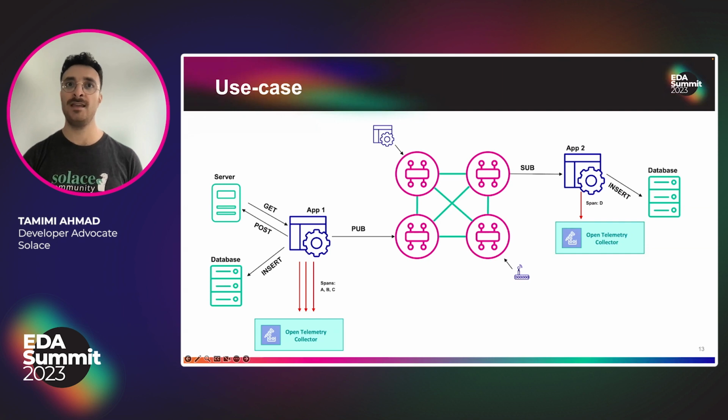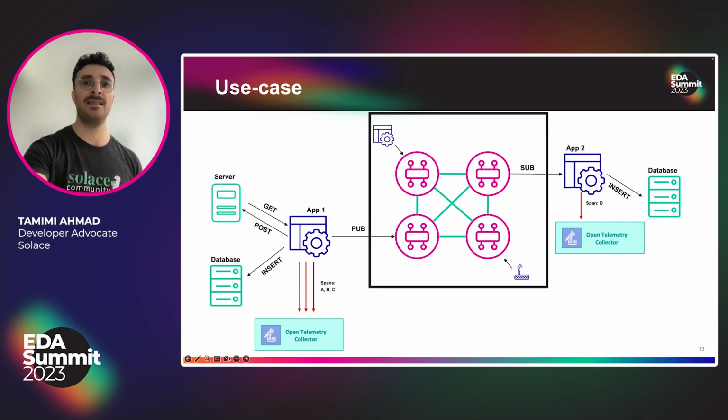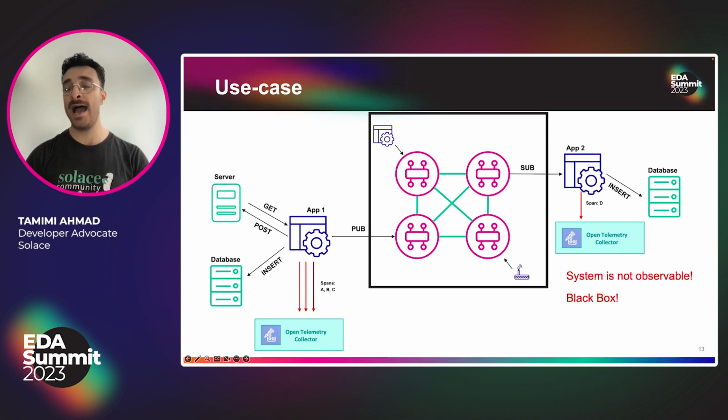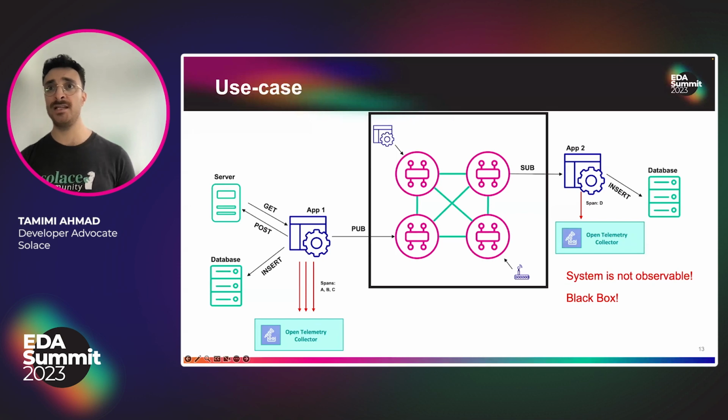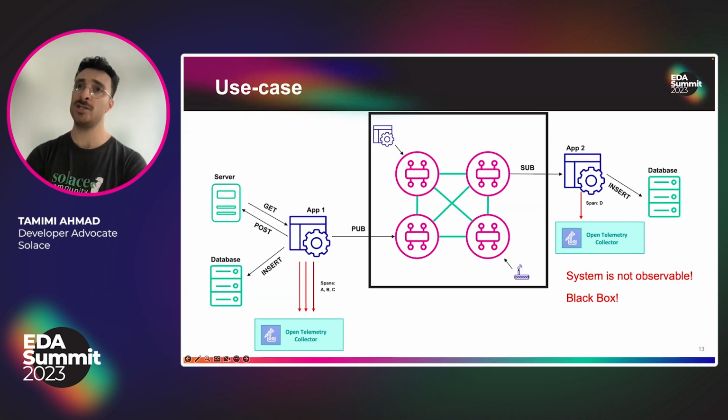There is an issue here, a critical issue, is that the event mesh or anything that's happening within the broker is seen as a broker. So I think of it as two different problems here. The overall system is not observable, because there is a black box component in your system. So for example, let's say that we are looking at the traces that are generated from application 2 with span D. We will not know what happened to the event from the initial app 1 to app 2.